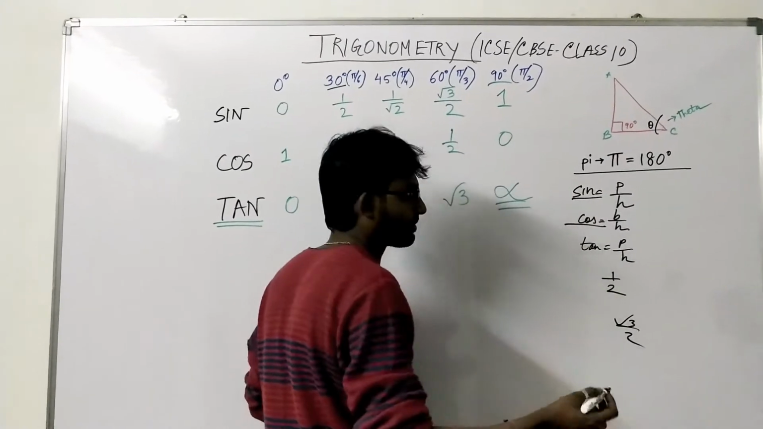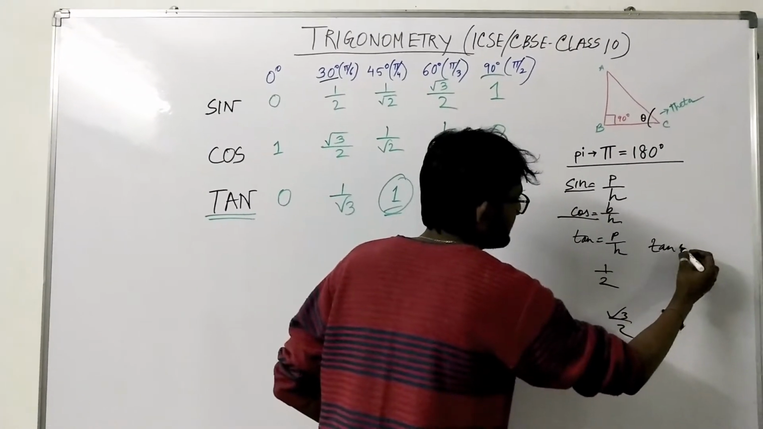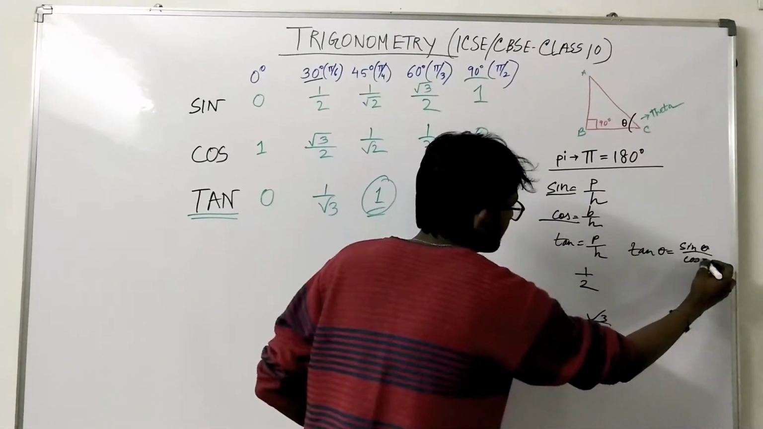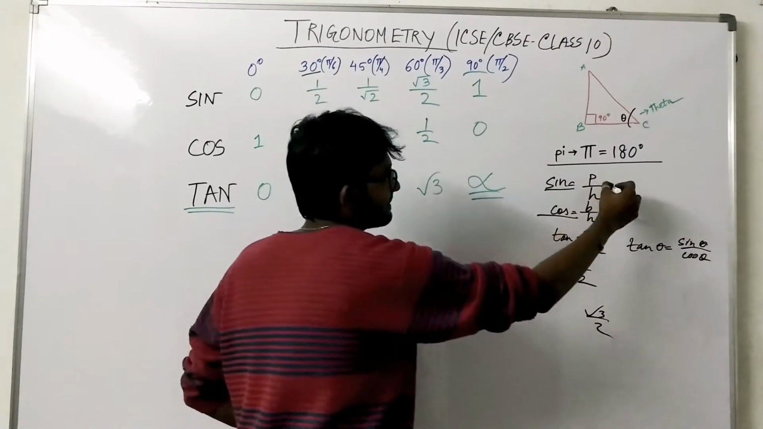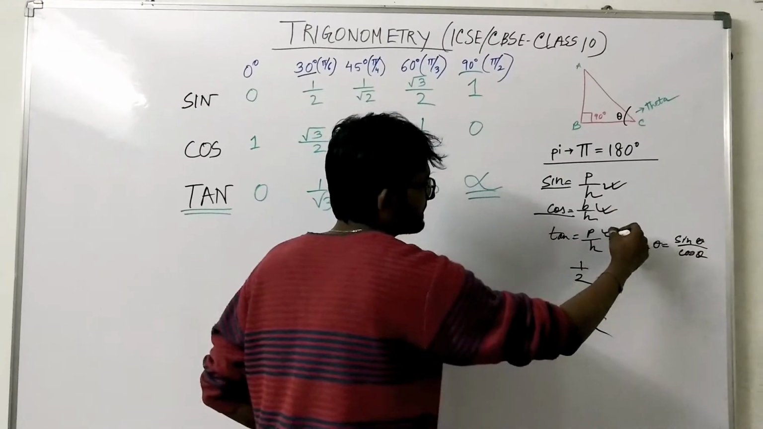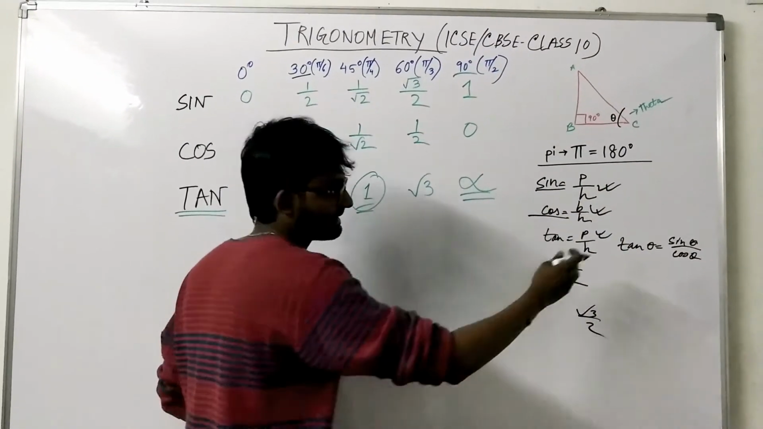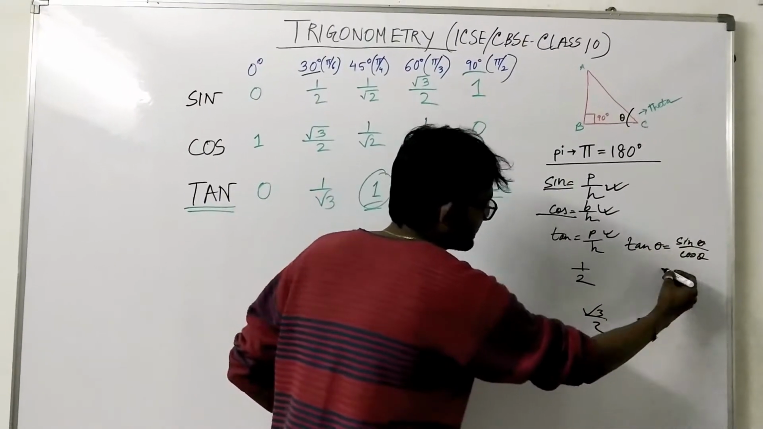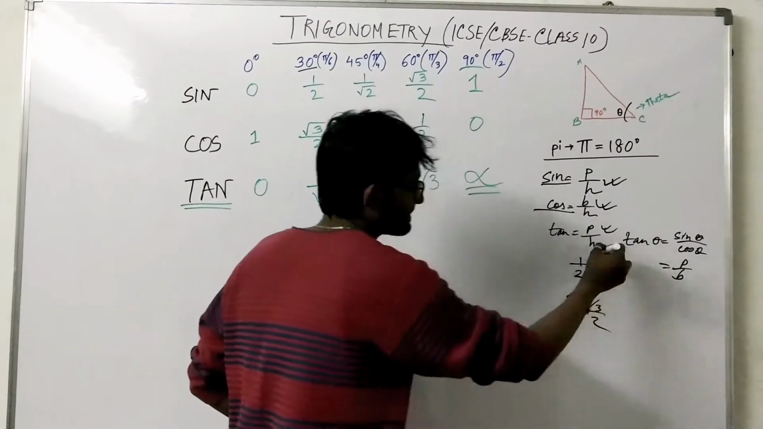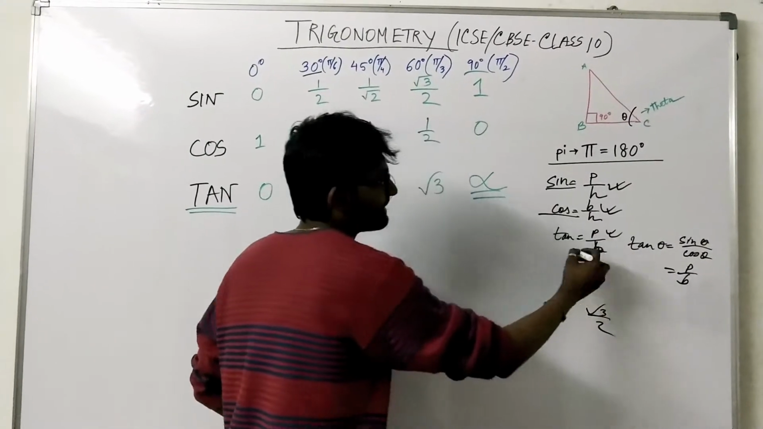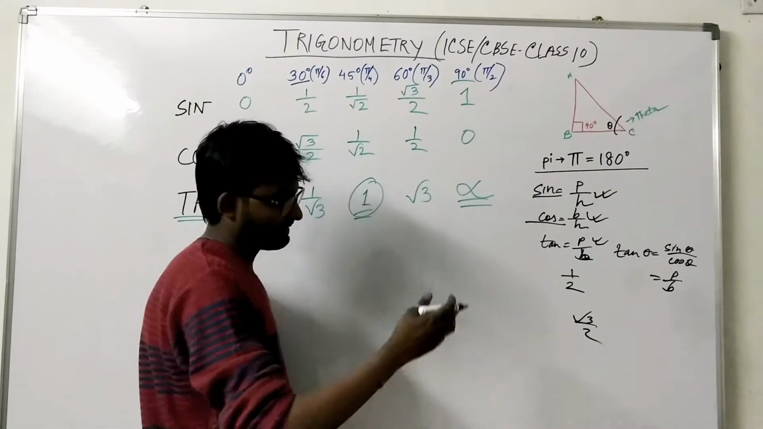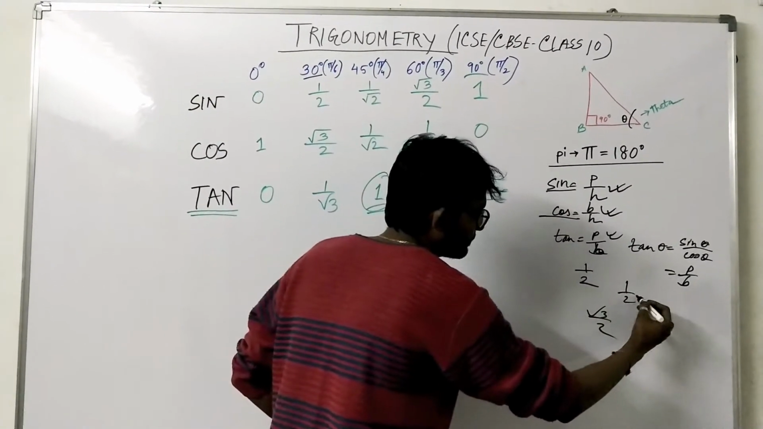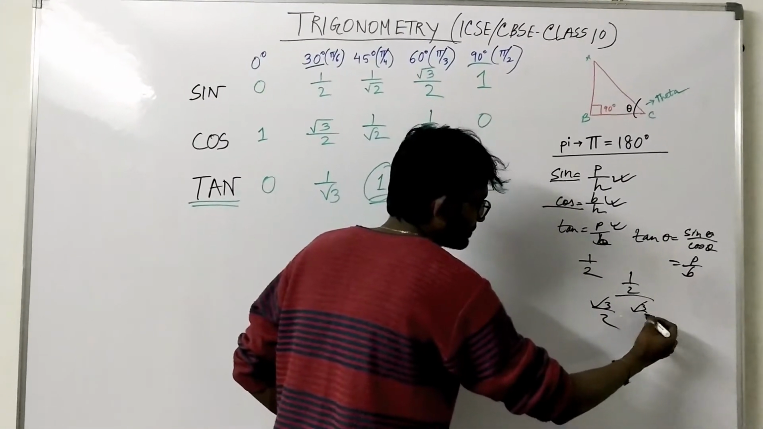There is another formula, that is tan theta is equal to sine theta by cos theta. You can check it yourself by using this relation. Tan theta, like you put it over here, sine theta is p by h and cos theta is b by h, it comes to p by b only, that is tan theta.